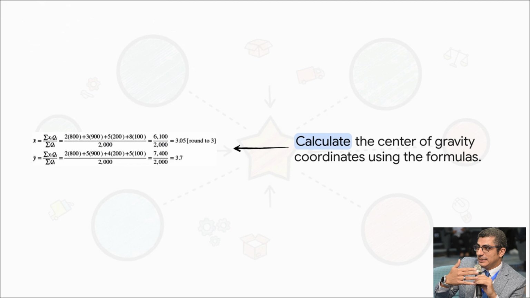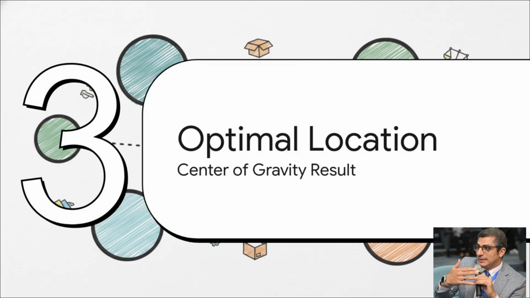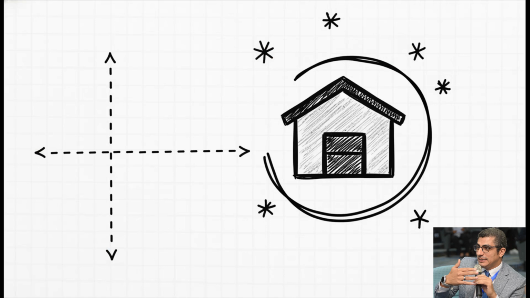For y bar below, we do the exact same process but with the y coordinates. The sum product is 7,400. Divide that by 2,000, and we get precisely 3.7. And finally, Section 5, the optimal warehouse location. So, based on all those weighted average calculations, the absolute optimal coordinates for the center of gravity, our brand new central warehouse, are approximately 3 on the x-axis and 3.7 on the y-axis.